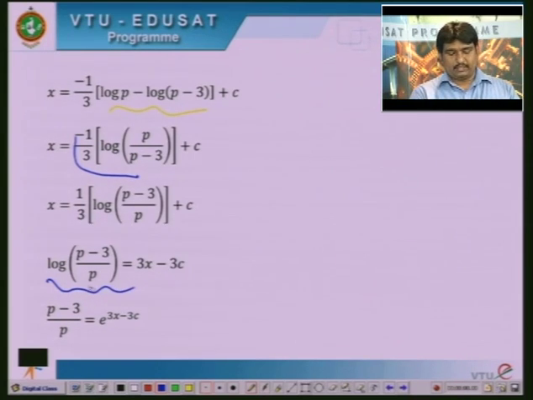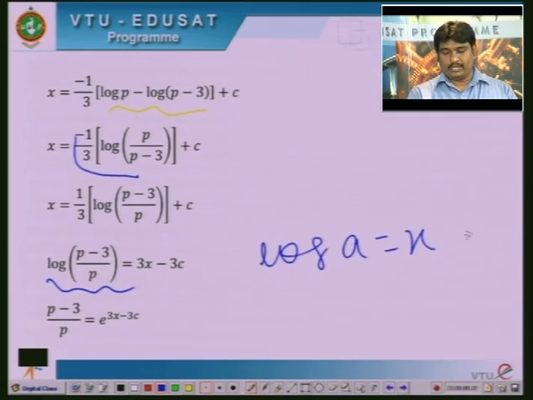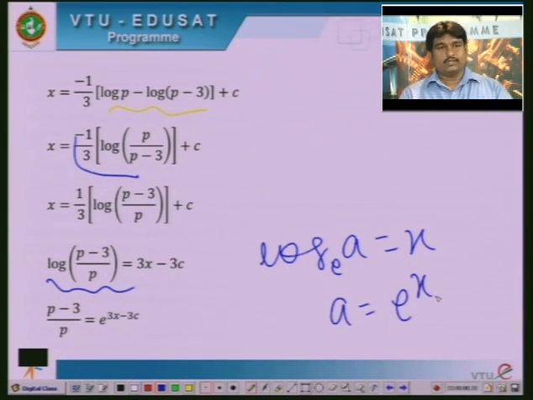And you know that when log a equals x, by default the base is e here, which means a is e to the power of x. So log of p minus 3 by p is 3x minus 3c, which implies p minus 3 divided by p is e to the power of 3x minus 3c.